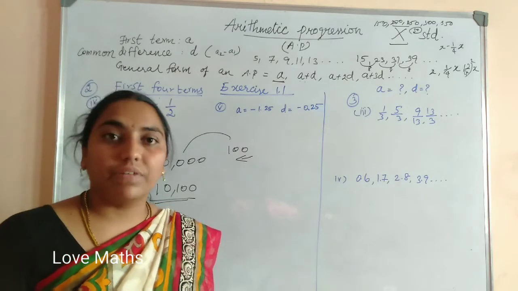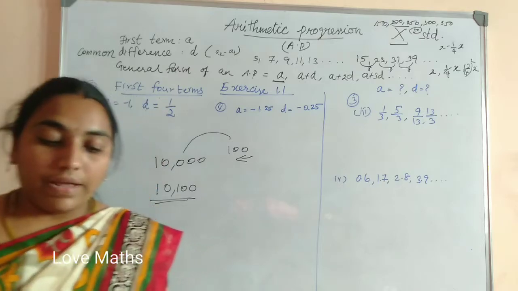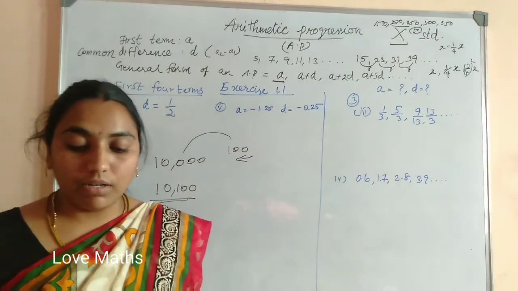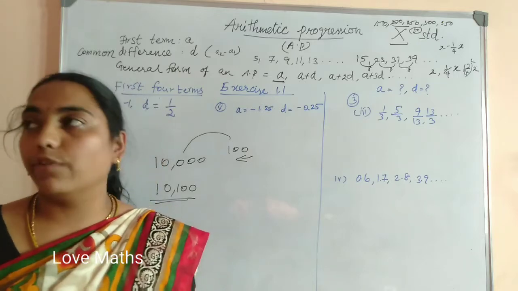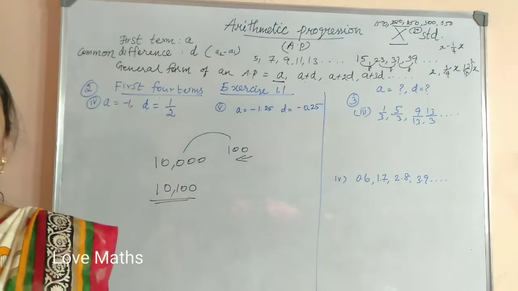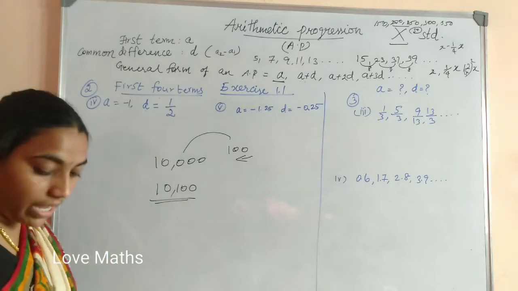So the first problem is very easy. Next problem: write the first 4 terms of an AP when the first term A and the common difference D are given. You just want to write the first 4 terms.